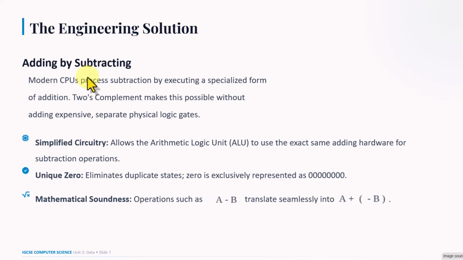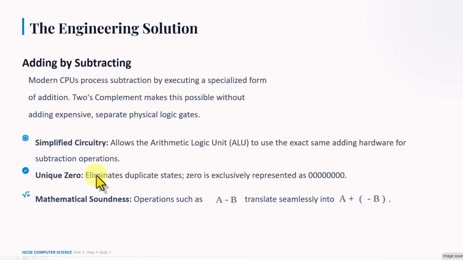And why is that good? Because you do not need two different pieces of hardware for subtraction and addition, okay. Before, with the sign bit, we would need two, but here the same hardware works. Two's complement makes this possible without adding expensive or separate physical logic. We will study that again. Simplified circuitry allows the computer's logic unit, or ALU, to use the exact same adding hardware for subtraction operations.